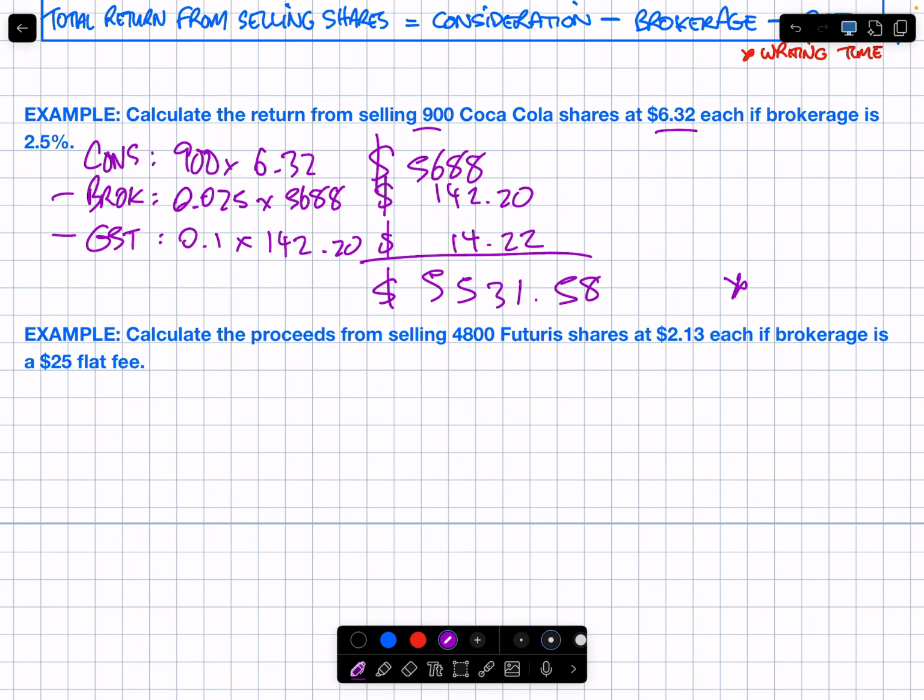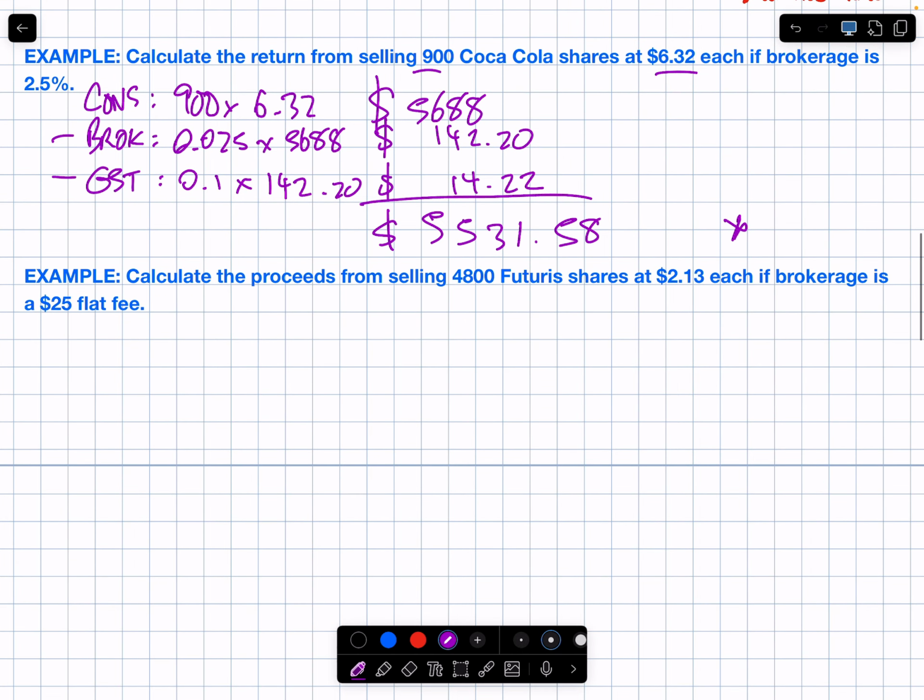All right, last one. Couple of minutes. Let's do one that's flat fee brokerage. 4,800 shares at $2.13. Brokerage is $25. Same 3 parts. You tell me. What multiplication am I going to do for the consideration in example 2? How many shares? Yep. How much were they?